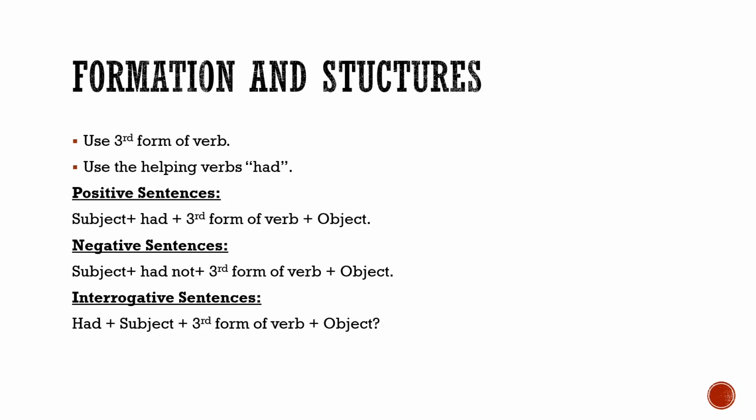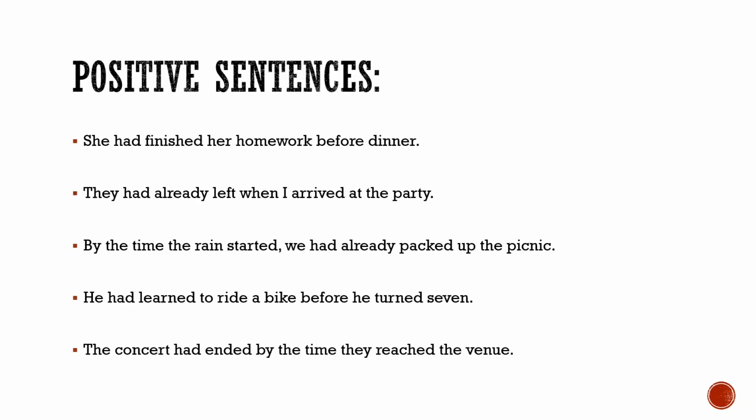All right. Let's move forward to the examples. For positive sentences, we have some examples like she had finished her homework before dinner. We have used the third form of the verb finish over here, finished, which you can also say is the past participle form. Then you have the helping verb before it, had. All right. So just to give you a heads up, had is used with singulars and plurals in this case in past perfect sentences or tense.